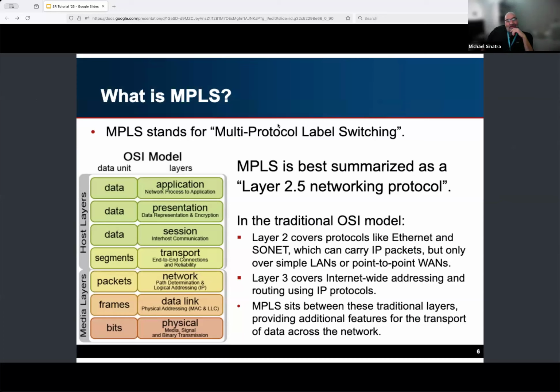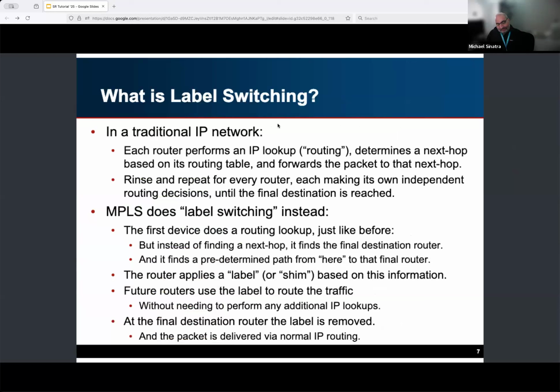They're not mine. But MPLS is a packet encapsulation mechanism that is considered to exist somewhere at the layer 2.5 range. So it's above the data link layer, but it is below the IP layer because it actually encapsulates IP packets within it. And so instead of doing what we call hop by hop routing, which is where you look up an IP address at every hop in your network, what we do is look up the IP address once and then slap a label on it. And that label is then what gets switched across the network.